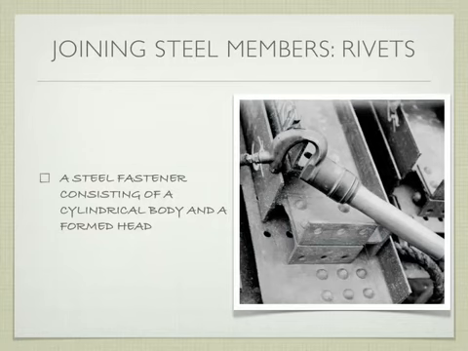So we needed a way to fasten steel together, right? So the first way builders came up with was called a rivet. The idea of a rivet is it's a steel fastener that consists of a cylindrical body and a mushroom-shaped head on one end.